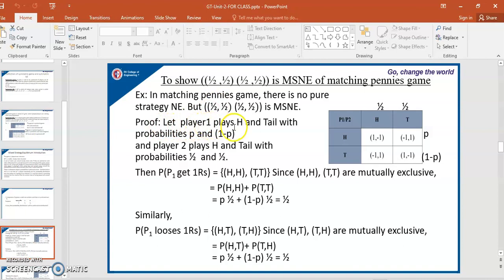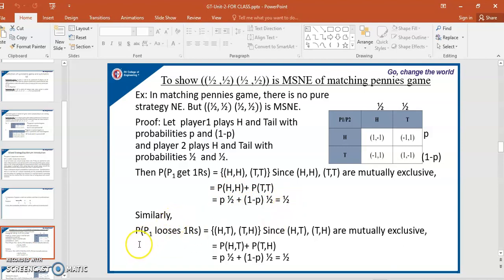Let player 1 play head and tail with the probabilities P and 1 minus P, which we have mentioned here: player 1's probability P for H and 1 minus P for T, and player 2 attaches the probability half-half to head and tail. Now, player 1 gets 1 rupee for the action profiles HH and TT. Since HH and TT are mutually exclusive, the probability of HH plus the probability of TT is nothing but P into half plus 1 minus P into half, which is equal to half.